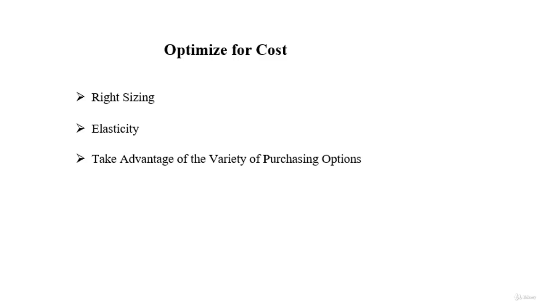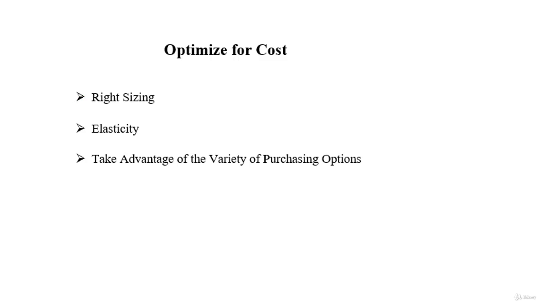This section discusses the main principles of optimizing for cost with AWS cloud computing. The first is right sizing, another is elasticity, and the third is taking advantage of the variety of purchasing options. Now let's discuss right sizing in detail.